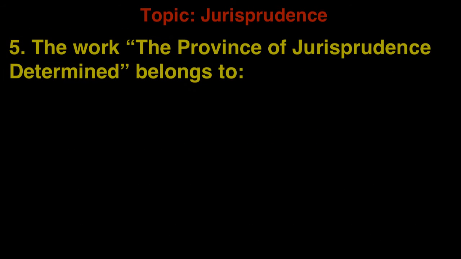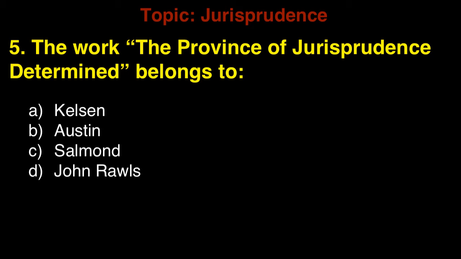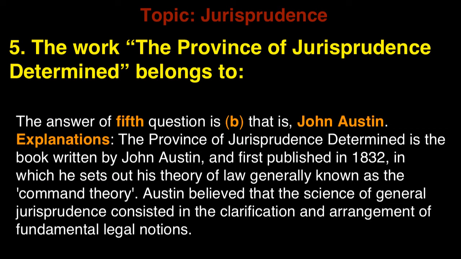5. The work The Province of Jurisprudence Determined belongs to A. Kelsen. B. Austin. C. Salmond. D. John Rawls. The answer of fifth question is B, that is, John Austin. Explanations. The Province of Jurisprudence Determined is the book written by John Austin, and first published in 1832, in which he sets out his theory of law generally known as the command theory. Austin believed that the science of general jurisprudence consisted in the clarification and arrangement of fundamental legal notions.